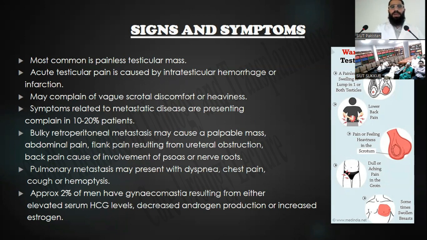The bulky retroperitoneal metastasis may cause a palpable mass, abdominal pain, flank pain resulting from ureteral obstruction. Back pain because of the involvement of psoas or nerve roots. Pulmonary metastasis may present with dyspnea, chest pain, cough, or hemoptysis. Approximately 2% of men have gynecomastia, resulting from either elevated serum HCG levels, decreased androgen production, or increased estrogens.